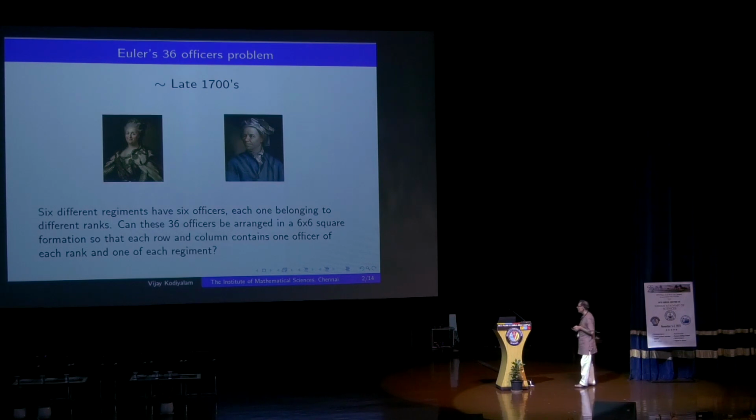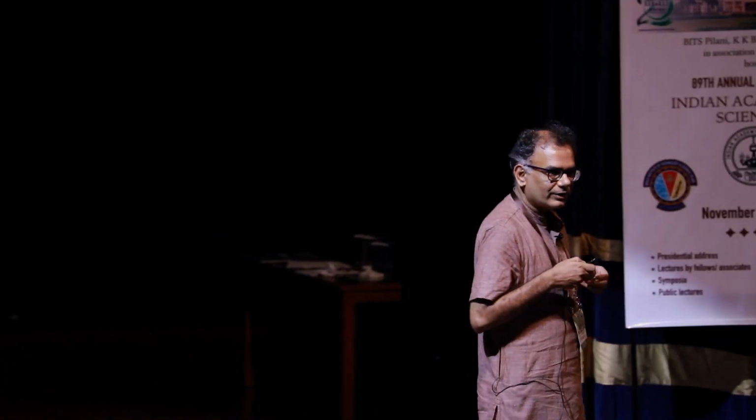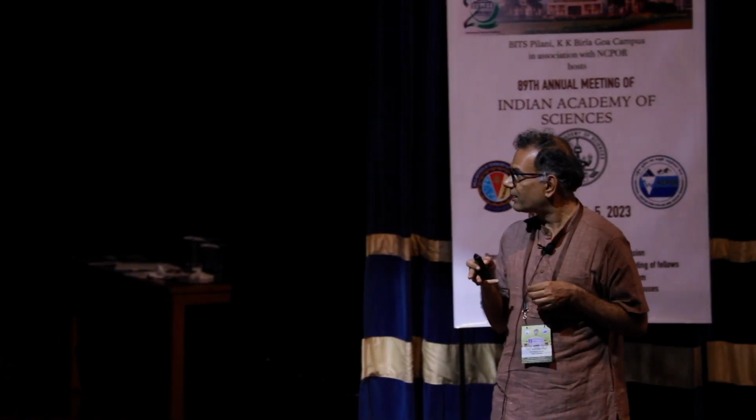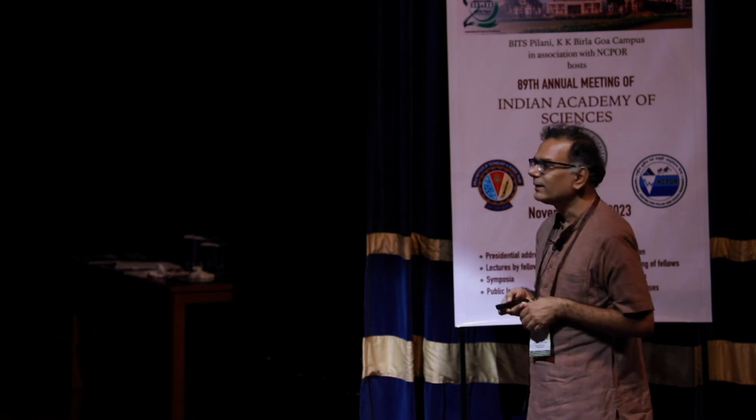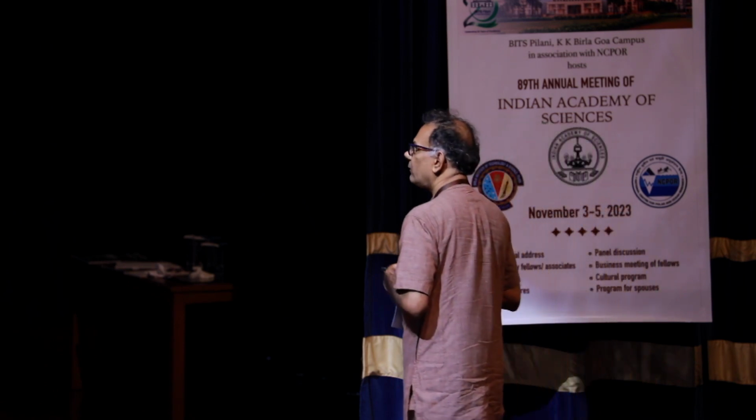So the question is the following: there are 6 different regiments, each having 6 officers of different ranks, and we'd like to arrange these 36 officers in a 6 by 6 square grid, such that every row and column contains 1 officer from each regiment and also 1 officer of each rank. So this is just a puzzle problem, right?